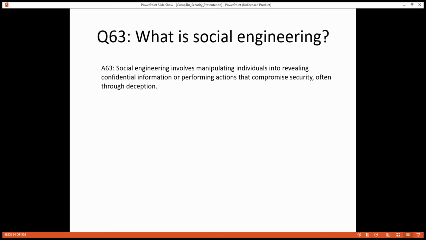Q63. What is social engineering? A63. Social engineering involves manipulating individuals into revealing confidential information or performing actions that compromise security, often through deception.